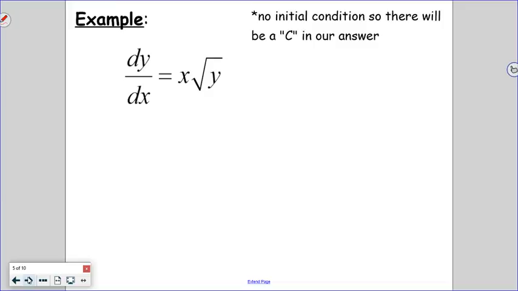All right, on a problem like this, move my y to the other side, I would have to divide. So we'd be looking at 1 over the square root of y, multiply by the dx, integrate both sides. This was one I noticed a lot of mistakes on. Remember that a square root can be written as a half, but if it's a square root in the denominator, it's a negative a half, right?